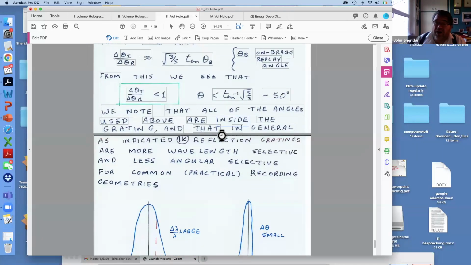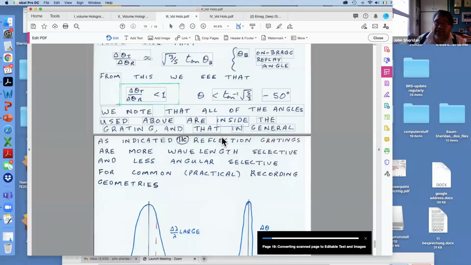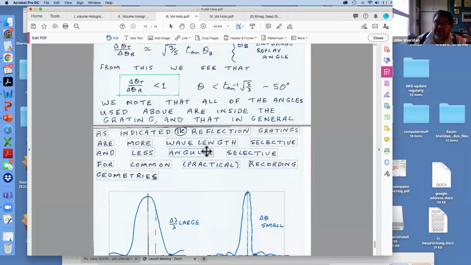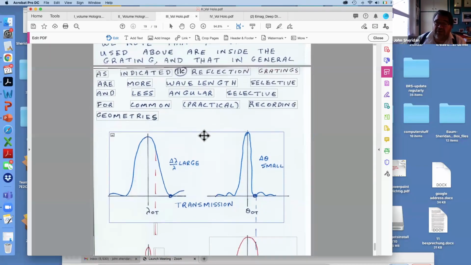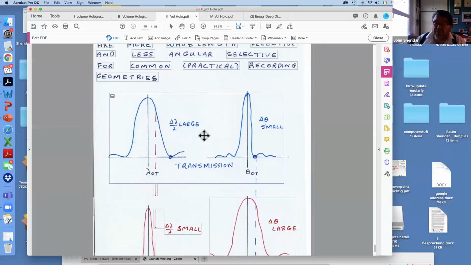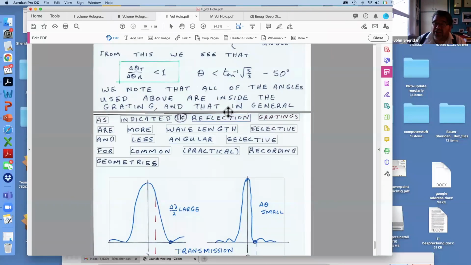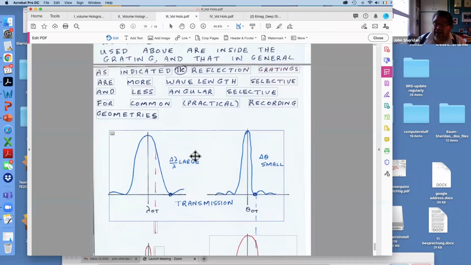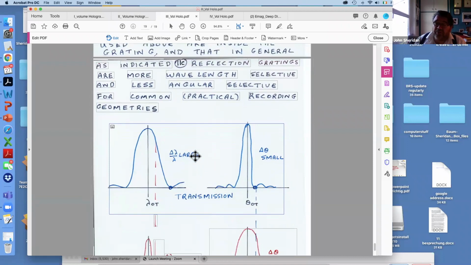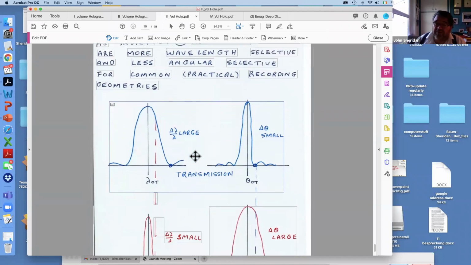We note that all of the angles used above are inside the grating, and that in general, as we talked about previously, reflection gratings are more wavelength selective and less angularly selective for common recording geometries. The problem is that if you go to very, very big angles, you're typically going to have large Fresnel reflections from the boundaries. And that makes it harder to actually get power inside to expose the material, and harder to get light inside to replay.